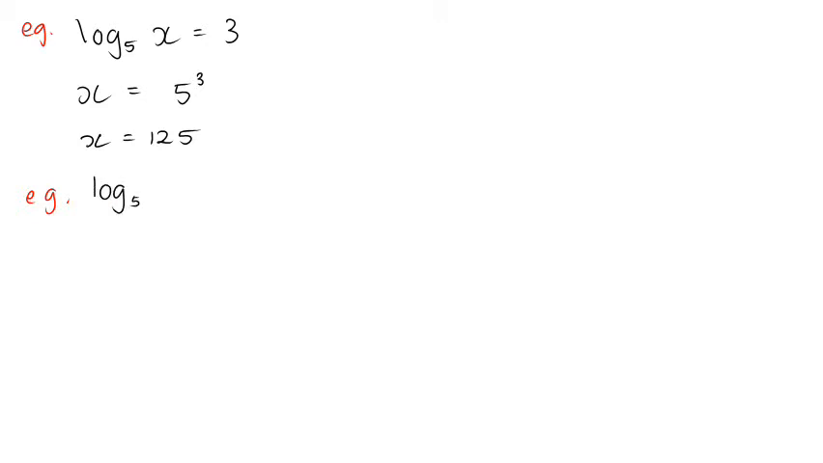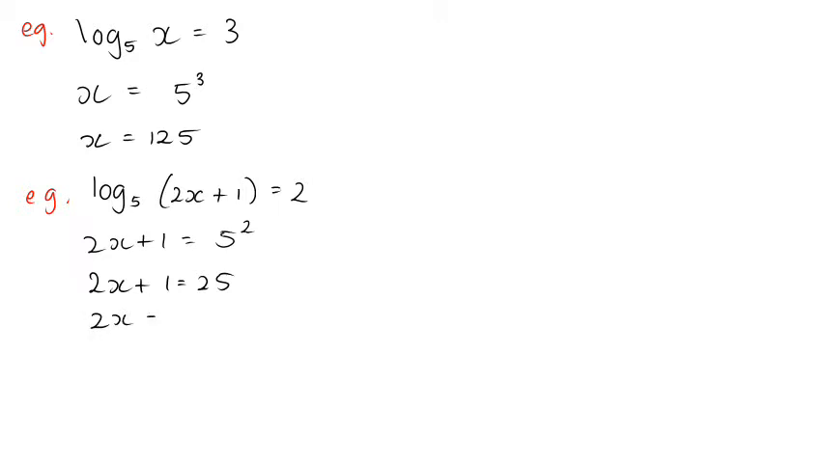Next one, log base 5, 2x plus 1 equals 2. Okay, so we take our log 5 over, so we're left with 2x plus 1 on that side. 5 becomes our base, raise up your 2. So then 2x plus 1 equals 25. Take away your 1, 24, divide by 2.